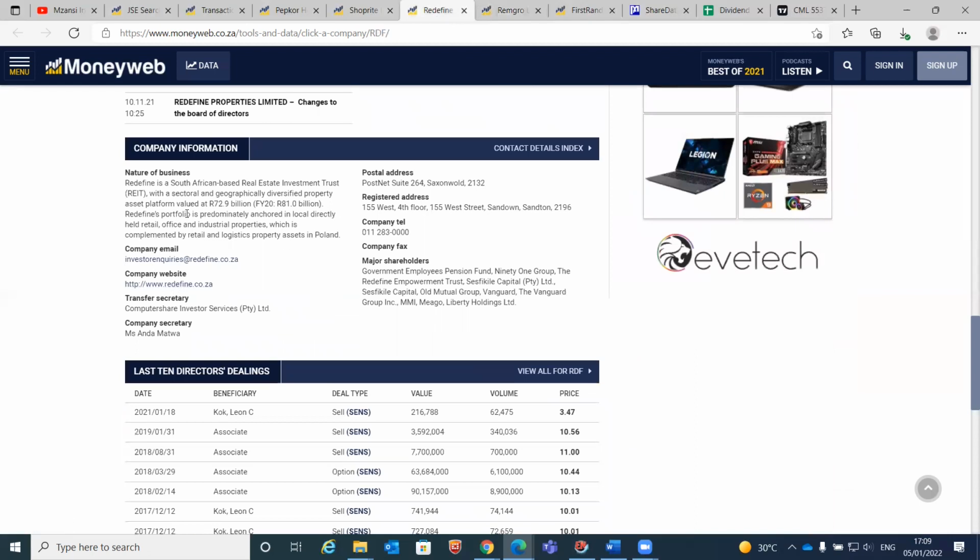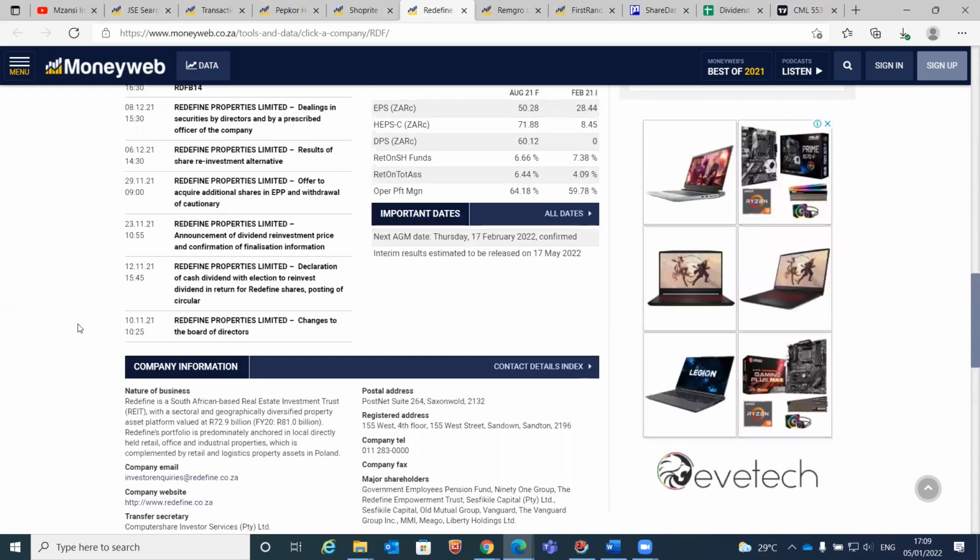Another company that I want us to look at is Redefine. I have a position on Redefine. Redefine is a real estate investment trust. They invest in property, different kinds of property. They have local direct health, retail, office, and office space. They also have industrial properties, right? And also they have local and offshore. Offshore, they have property assets in Poland. You can also find the information on the Redefine website.